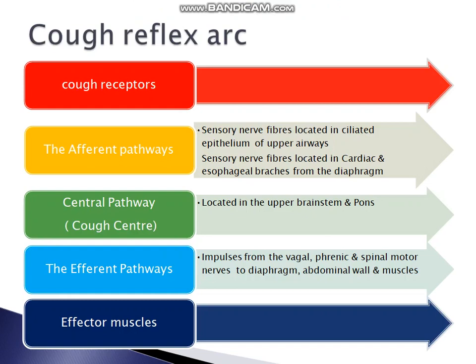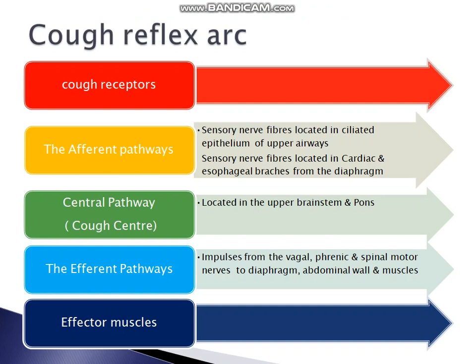There are cough receptors which sense, and then the sensations are carried by the afferent pathways, that is the sensory nerve fibers located in the ciliary epithelium of the upper airways, and sensory nerve fibers located in cardiac and esophageal branches from the diaphragm. These afferent pathways carry the sensations towards the central pathway, which is the cough center, and it is located in the upper brainstem and pons.